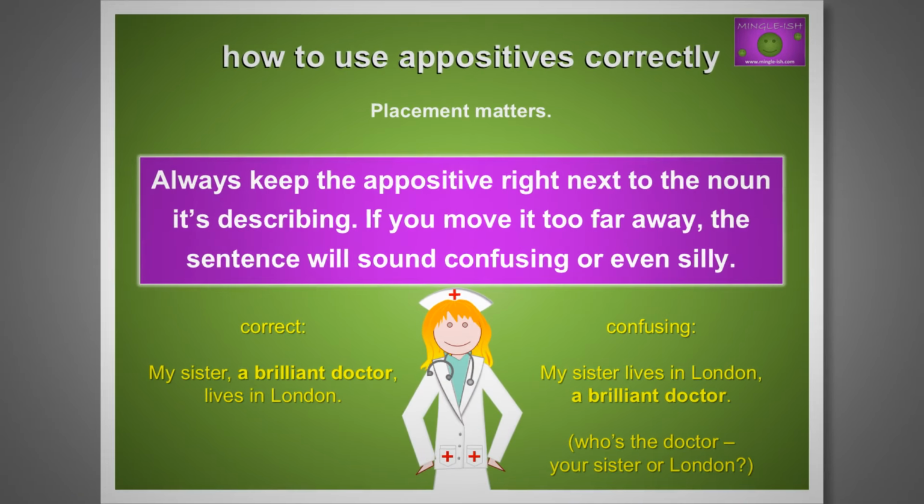Let's learn how to use appositives correctly. Firstly, placement matters. Always keep the appositive right next to the noun it's describing. If you move it too far away, the sentence will sound confusing or even silly. "My sister, a brilliant doctor, lives in London" is correct. "My sister lives in London, a brilliant doctor" is confusing.